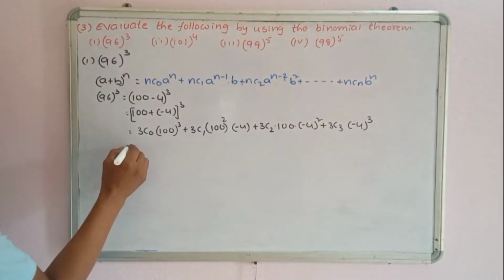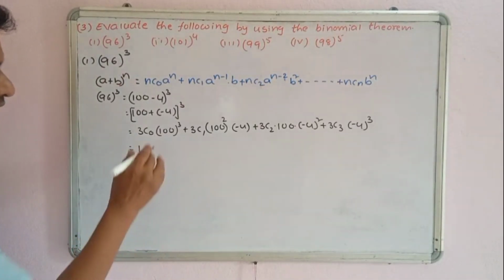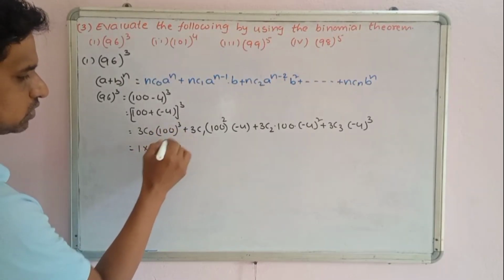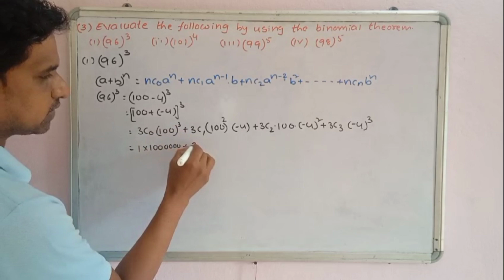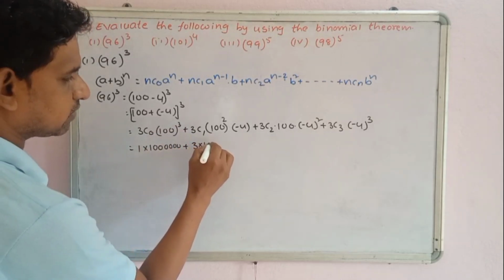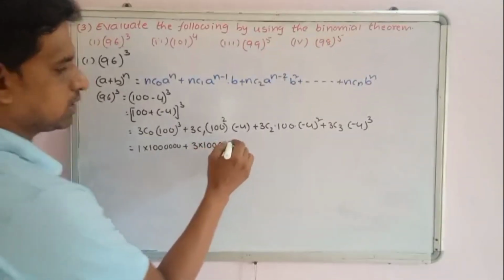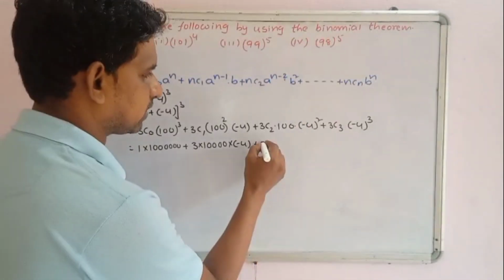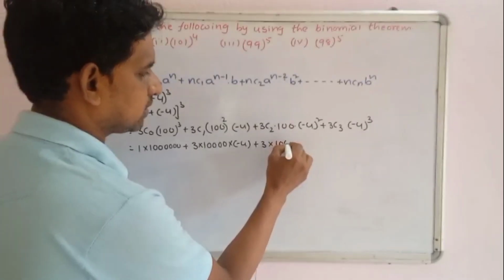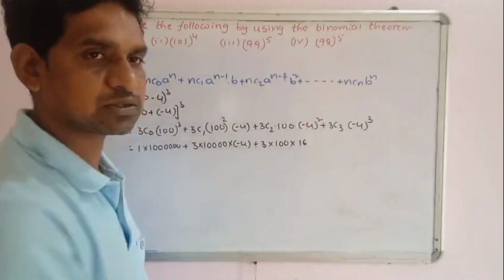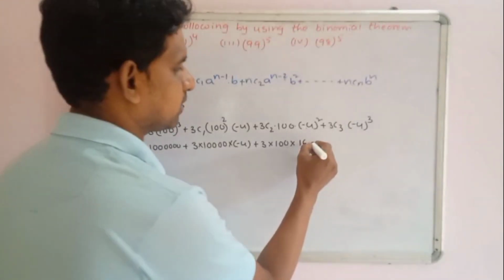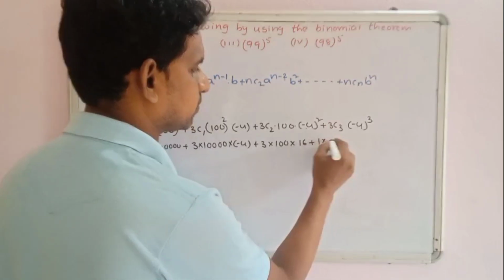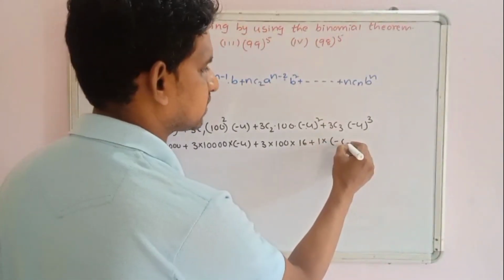Okay, 3C0 value how much? 1. 3C0 value 1. 100 cube. So 100 cube means 1, 2, 3, 4, 5, 6: 1 cube, 0 cube 3 zeros, 3 zeros. 3C1 is 3, 100 square means 3 into 1 square value 1, 2 zeros, 2 zeros. Okay, into minus 4, plus 3C2. 3C2 value also 3. 3 times 100 into (minus 4) square value 16. Negative square value positive, 4 square value 16. 3C3 value 1. 3C3 value 1 into (minus 4) cube. So minus 4 4s are 16, 16 4s are 64.